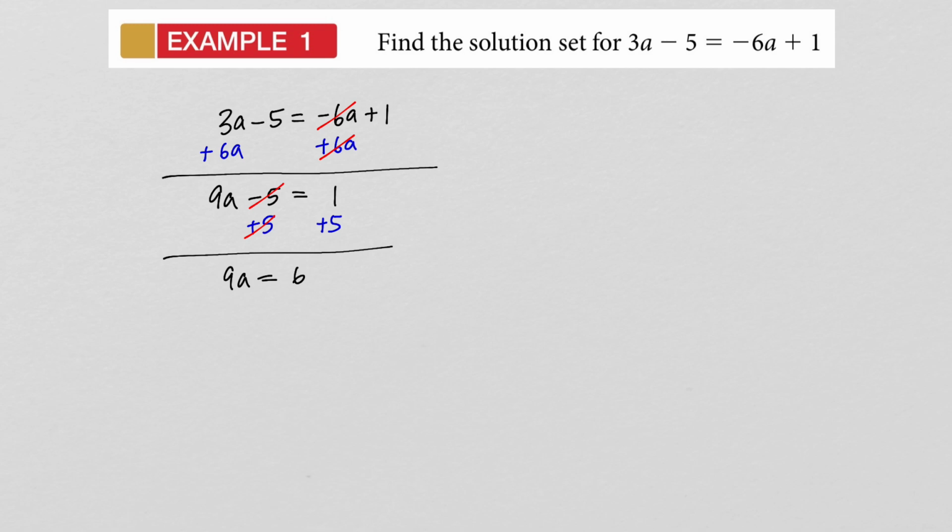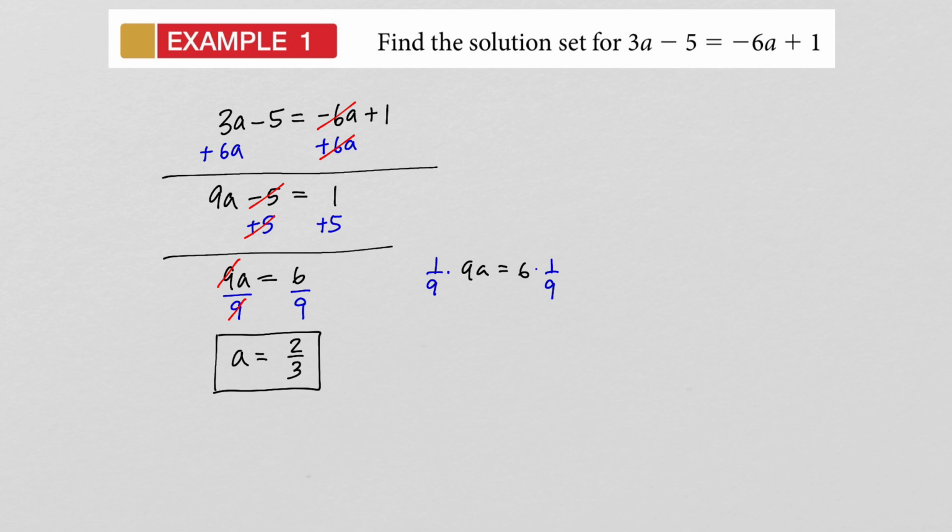Now to solve, all I need to do is divide both sides by 9. Now I should point out, when you divide by 9, that's the same as multiplying both sides by 1/9, right? So you can look at it either way. In this case, I think division is a little bit nicer. But what happens here is 9 divided by 9 is equal to 1. So we end up with 1a, which is a, and then 6 divided by 9 can be simplified to 2/3.